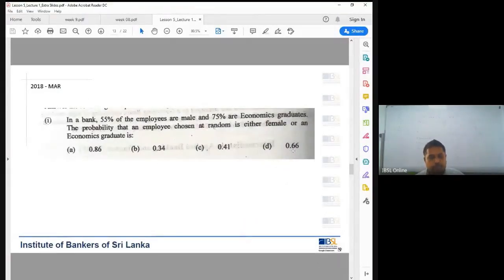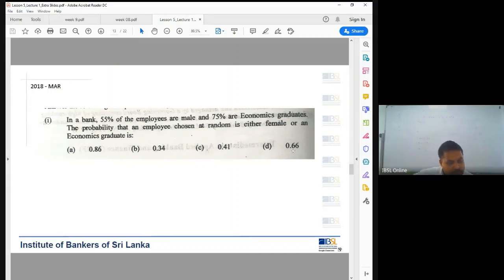Yeah, that's on the 2018 November paper. Sorry, September paper. Now let's look into the 2018 March paper. The very first question starts with a probability, like in the previous paper also.